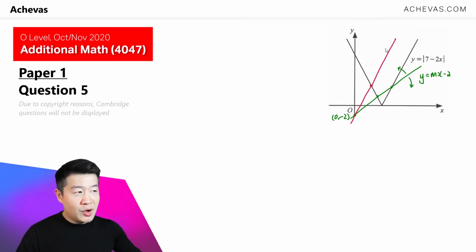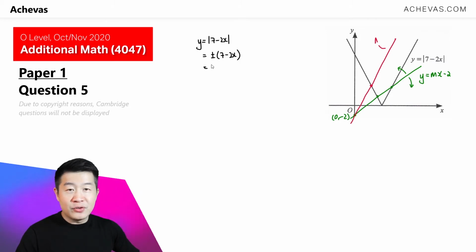So what we need to do, I'm going to call this line here line A, is to find the gradient of this. And the gradient of this line is not going to exceed the gradient of this. So for the gradient of this, I'm going to make use of the original equation. For the original equation of the graph, y is equal to modulus of 7 minus 2x. If I were to remove the modulus, it is going to be plus or minus (7 minus 2x). So we have two lines. One will be minus 7 plus 2x. The other one will be 7 minus 2x. Y is equal to this will make up this modulus graph.